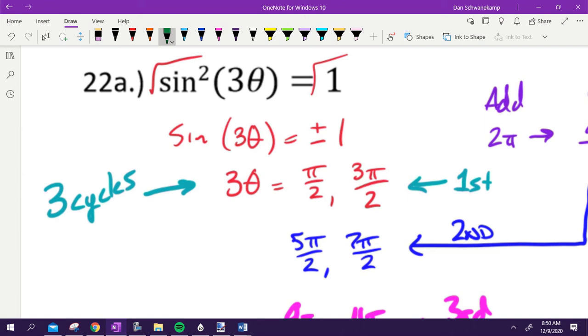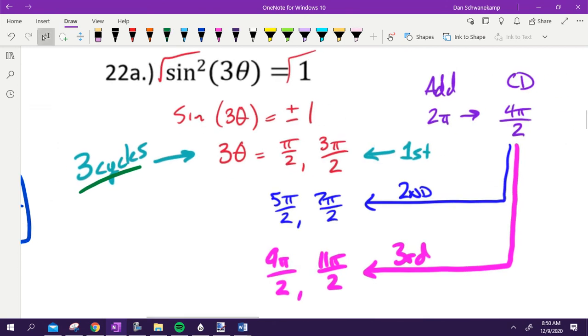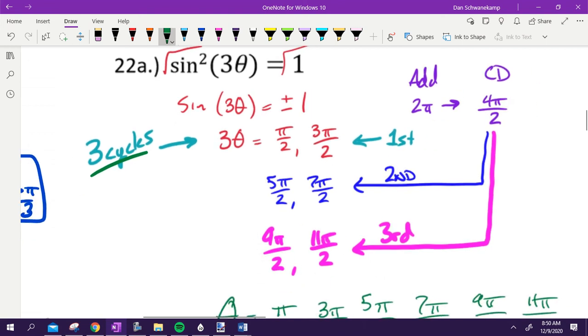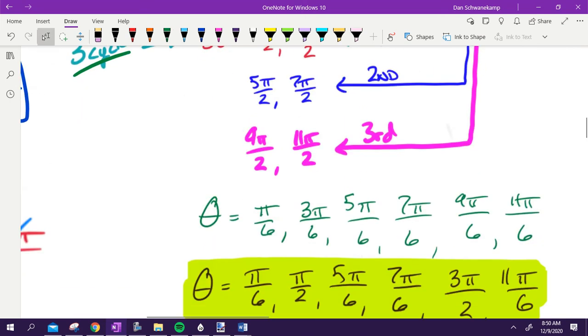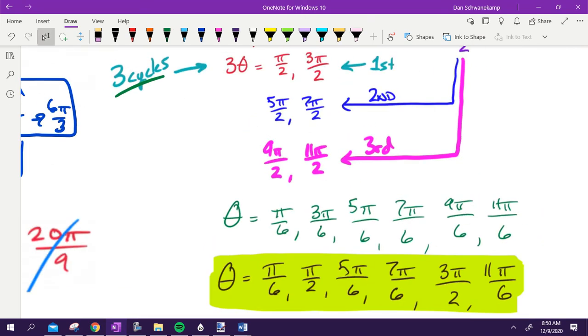Then we've got a 3 in front of my theta. So the 3 in front of my theta means 3 times around, 3 full cycles. So to get a second cycle, I had to add 2 pi. I got a common denominator, so I added 4 pi over 2 to those two answers, and then got that. Then to finish, I divided everything by 3, so it's like multiplying by 1/3. I got those answers in the end.